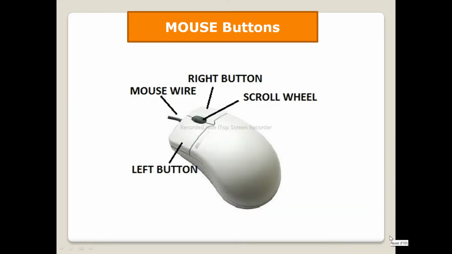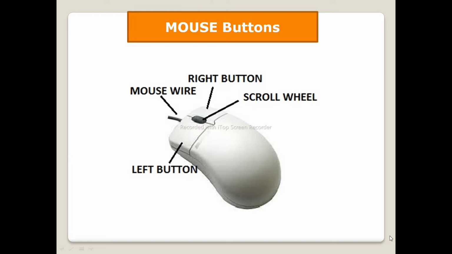Next is mouse buttons. A mouse generally has two buttons, left and right, and a scroll wheel, as you can see in the picture. Left button, right button, scroll wheel, and also the wire connected to it. Do you know, children, in earlier times a mouse had only two buttons, left and right. Now the left button is clicked most of the time. We always click the left button for multiple functions. The scroll wheel is used to move a computer page up or down.